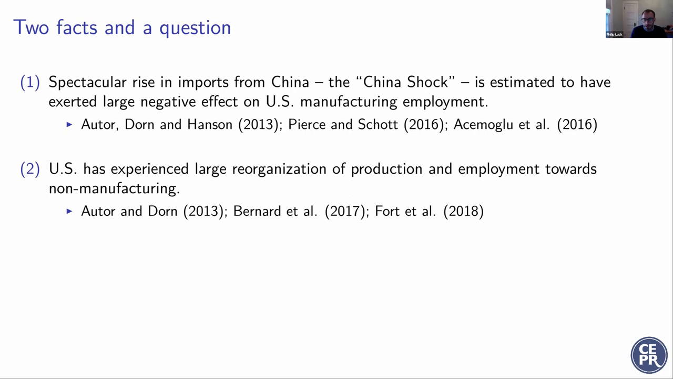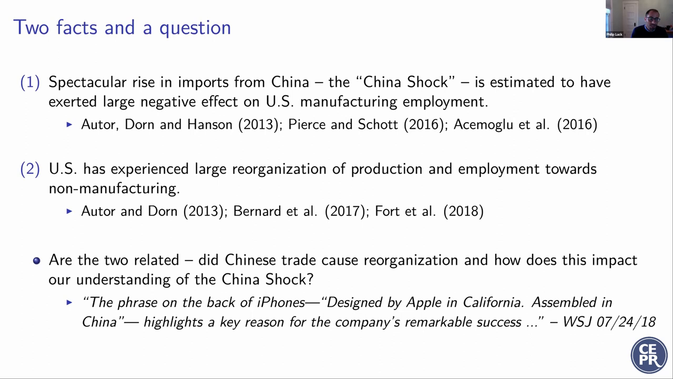So the basic question, and we're asking a relatively simple question, is how are these two phenomena related? To what extent did the increase in trade from China cause this reorganization? And to the extent it did, how does this potentially change our understanding of that shock itself?